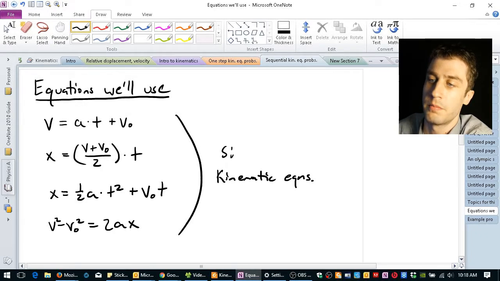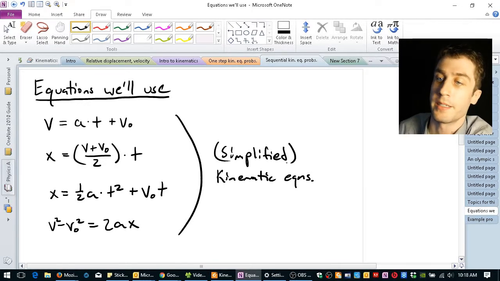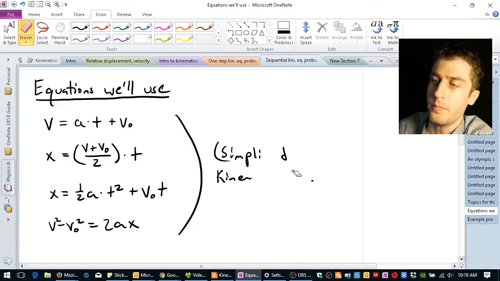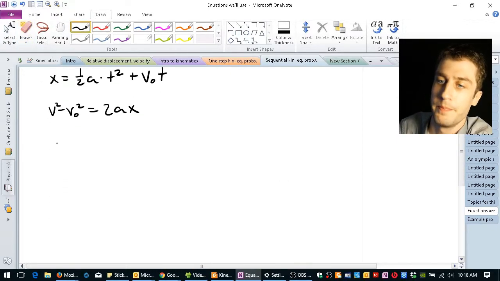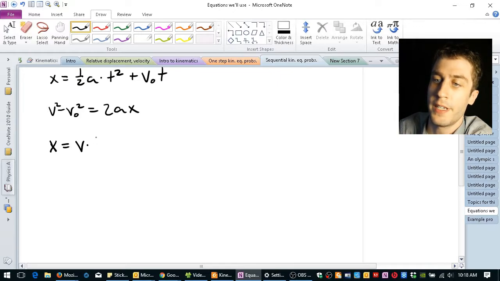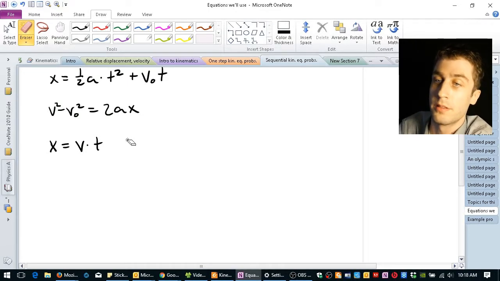But they're simplified, because we don't have an x naught in there. We're also going to use the old standby: x is equal to v times t. You might use a version that has an x naught in there. Again, omit the x naught. Always omit x naught for these problems that involve constant acceleration over a finite number of time intervals. So no x naught.